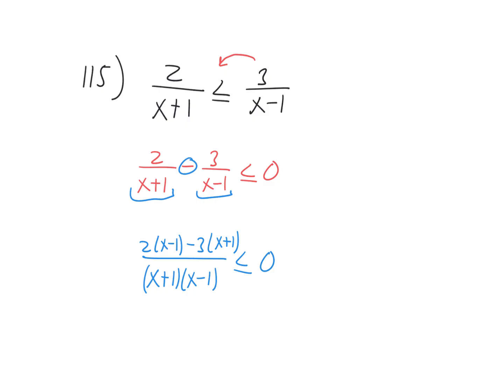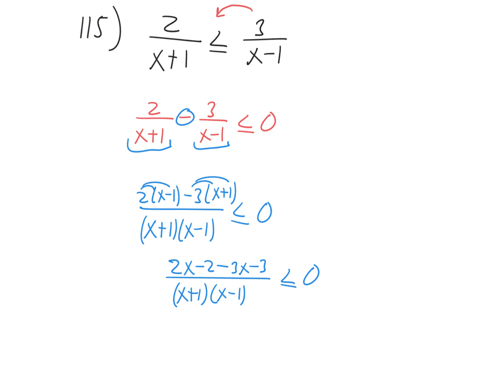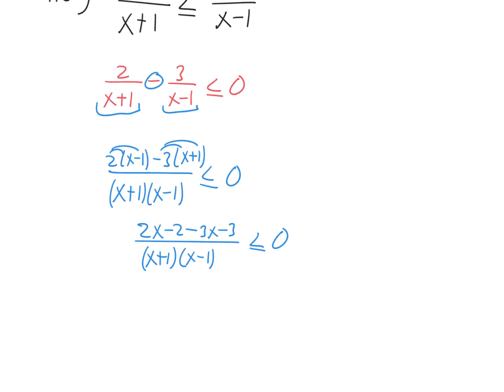And then I can distribute that 2 and distribute that negative 3. So we get 2x minus 2 minus 3x minus 3 over (x plus 1)(x minus 1) is less than or equal to 0. And then I'm going to combine like terms on top. This is going to get me negative x minus 5 over (x plus 1)(x minus 1).